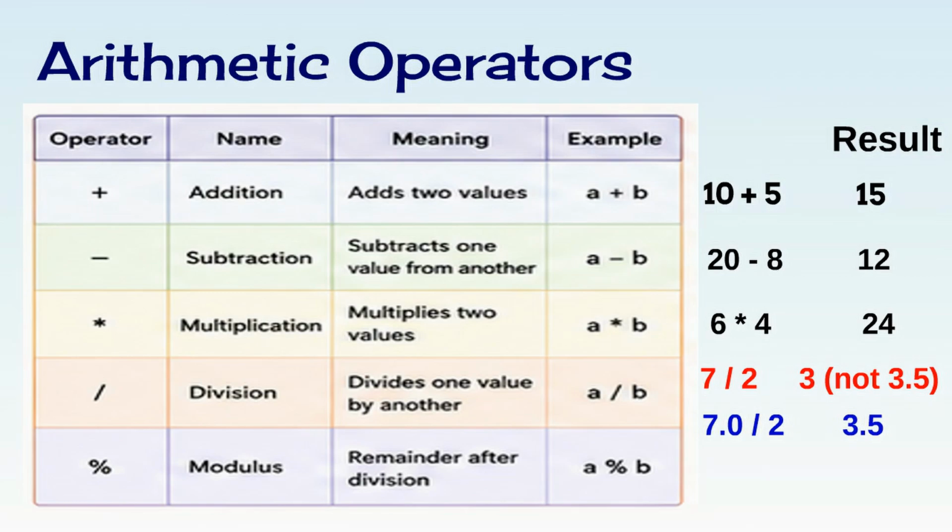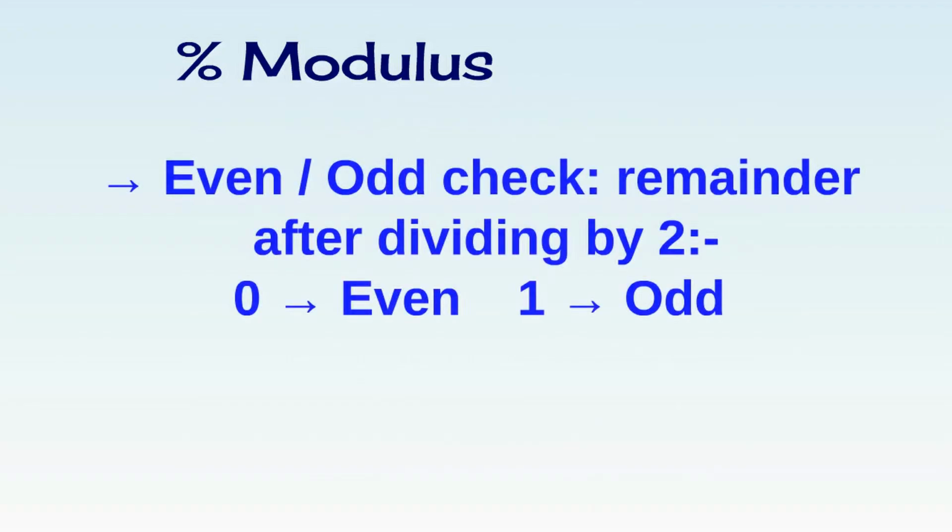Modulus operator. The modulus operator uses the percent sign. It returns the remainder after division. For example, 10 modulus 3 equals 1 because 10 divided by 3 leaves a remainder of 1. The modulus operator works only with integer values. It is commonly used to determine whether a number is even or odd. For example, if the remainder after dividing a number by 2 is 0, the number is even. Otherwise, the number is odd.